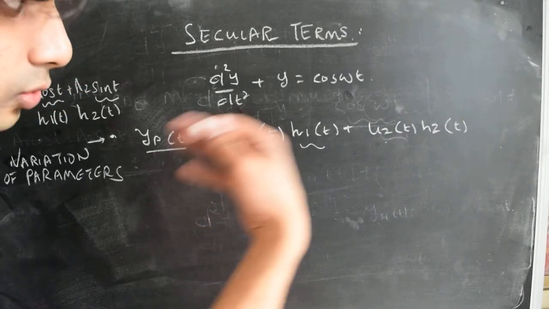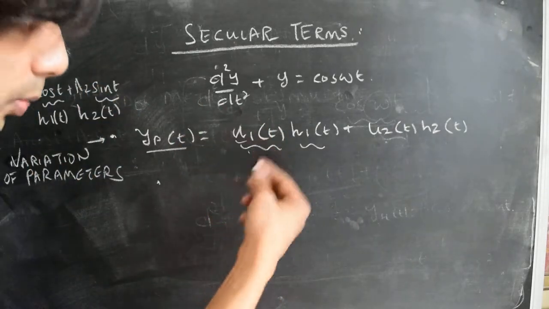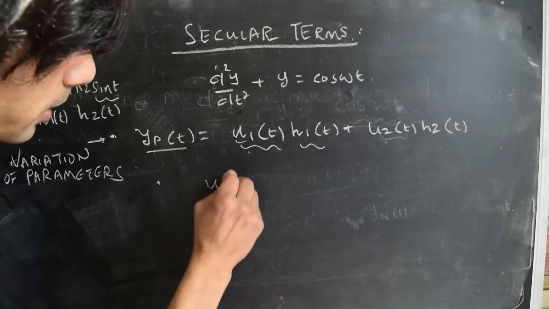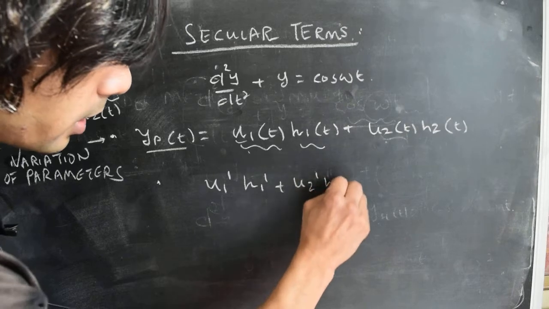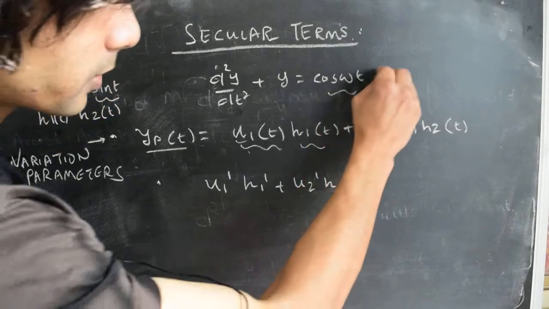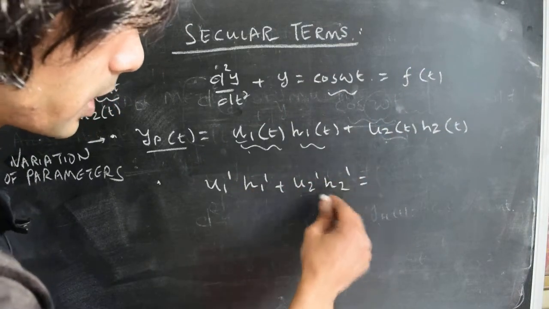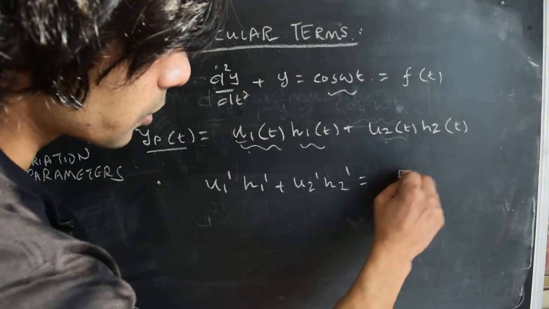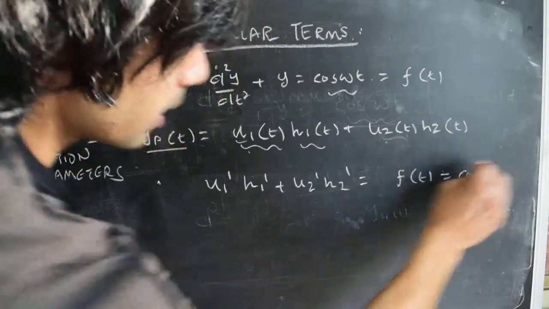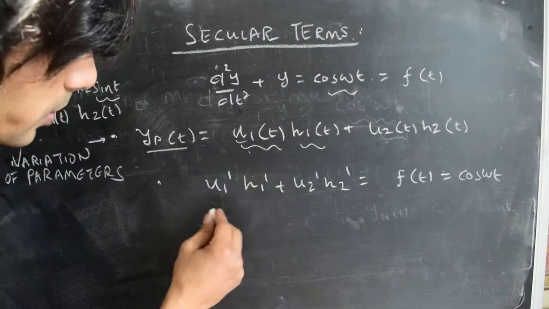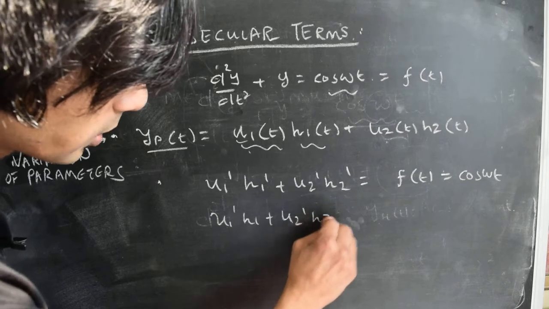Now, in order to solve for u1 and u2, it turns out that they must satisfy equations of the following form. u1 prime h1 prime plus u2 prime h2 prime is equal to the forcing function f of t, which happens to be cosine omega t in our case. And the second equation that u1 prime and u2 prime satisfy is that u1 prime h1 plus u2 prime h2 is 0.